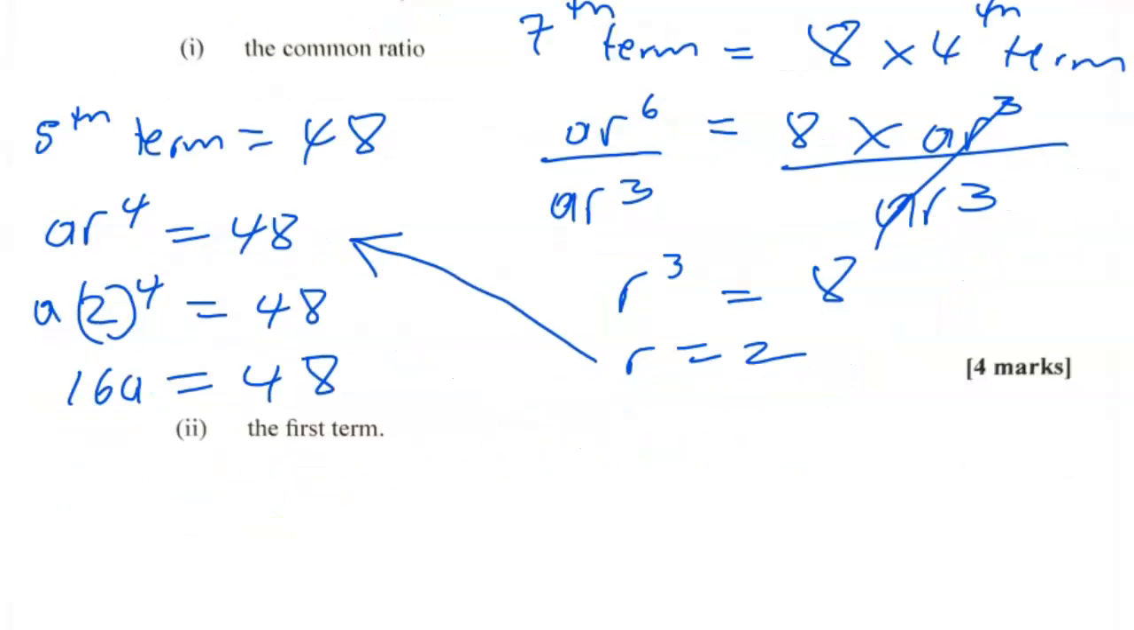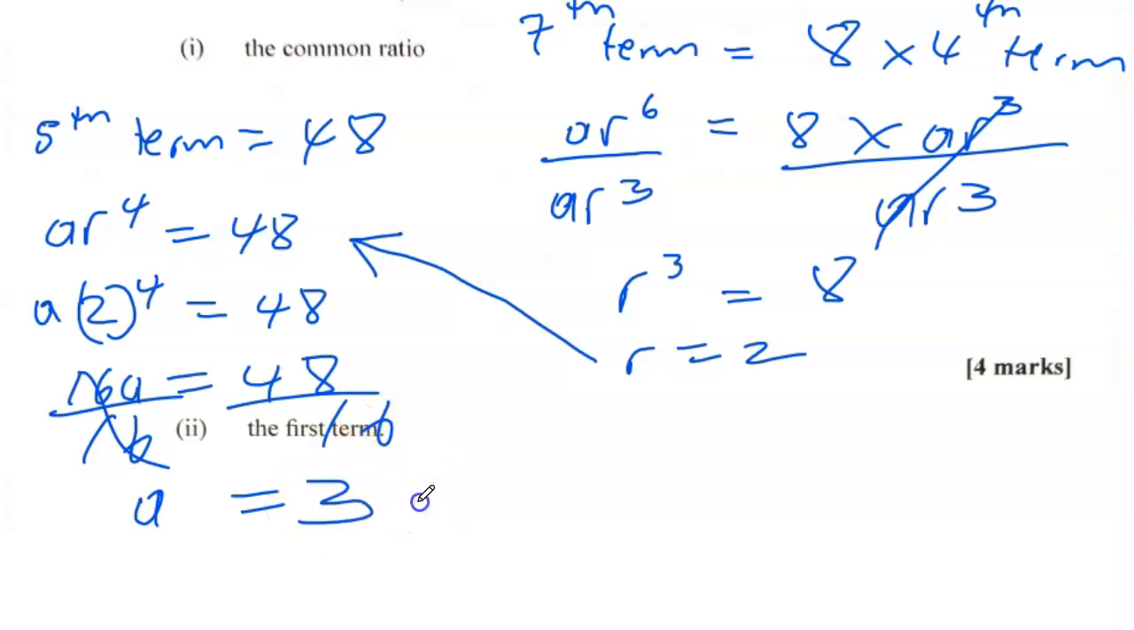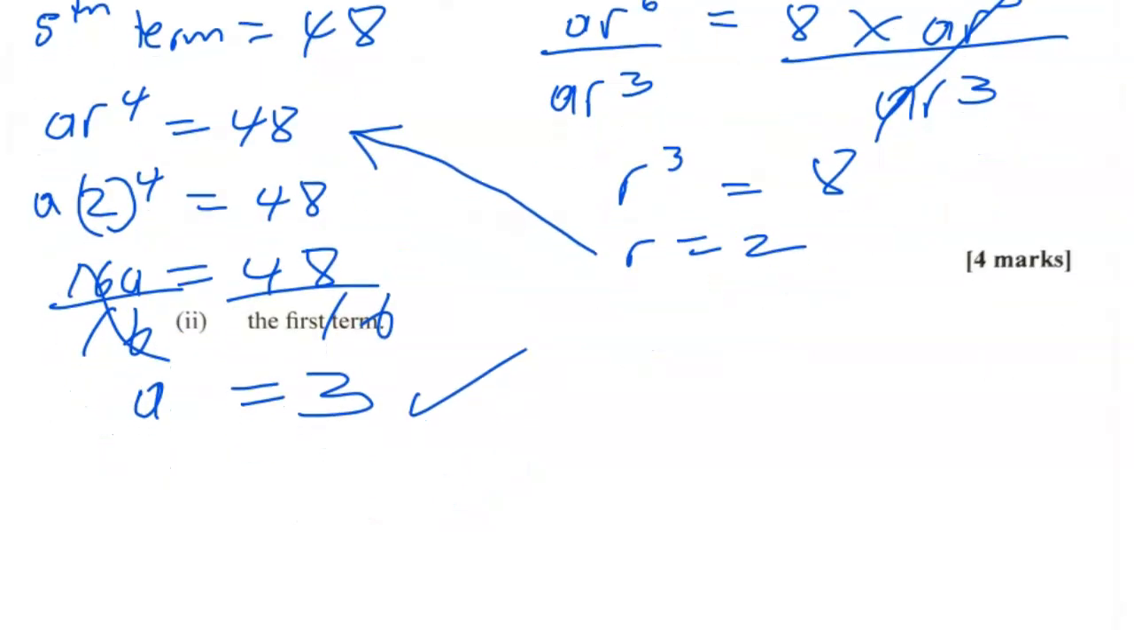And to get a, we can divide both sides by 16. So if we divide both sides by 16, a is equal to 48 divided by 16, which is 3. Now the first term is what we call a. r is what we call the common ratio. That's that.